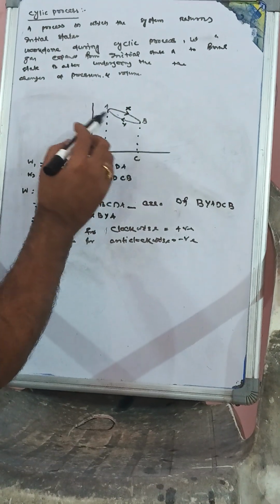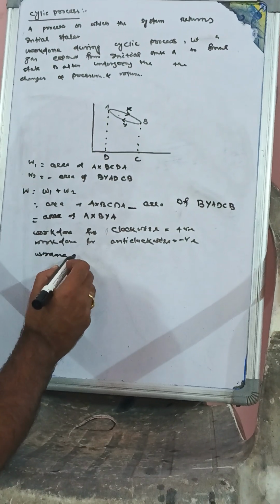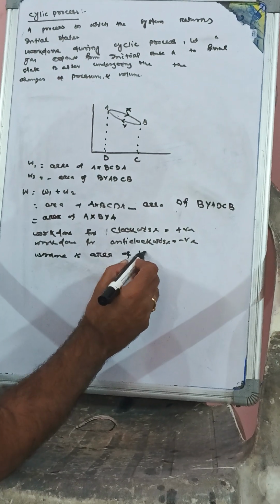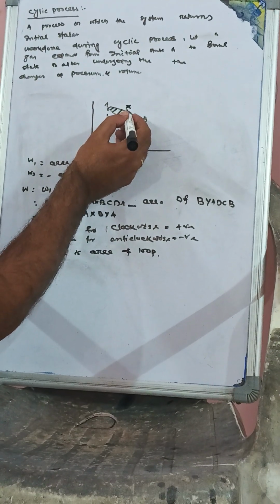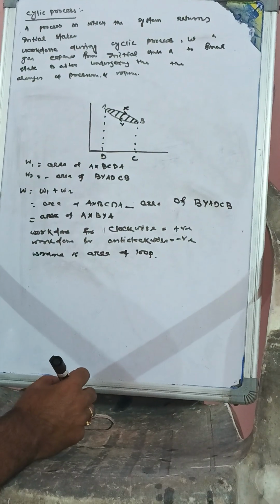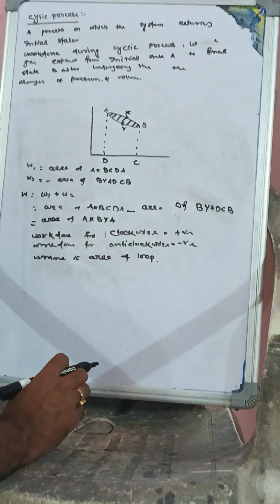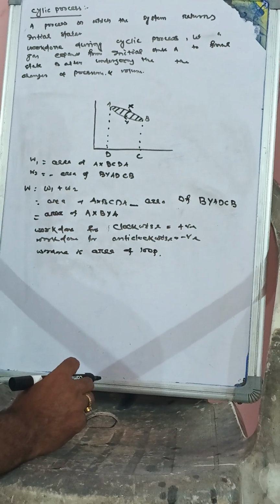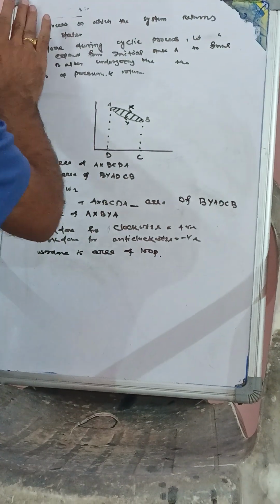Okay, the area of loop, we get the area of loop. Work done is the area of loop. Okay, we get this. This is the cyclic process. Another process is there, the isobaric process. In isobaric process, the pressure is constant.